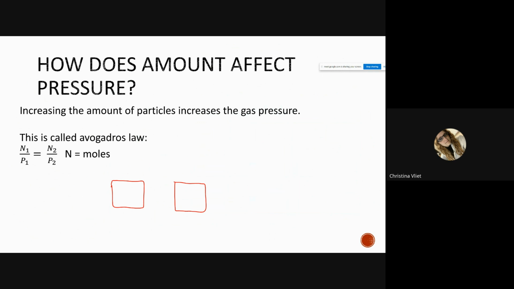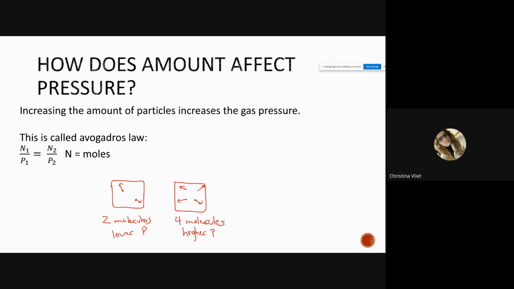If I have 2 molecules of gas here, and I have 4 molecules of gas here, which one generates more pressure? 2 molecules of gas or 4 molecules of gas? Four molecules of gas. So 2 molecules is lower pressure, right? 4 molecules is higher pressure because the particles are hitting the wall more often. We okay with that idea?